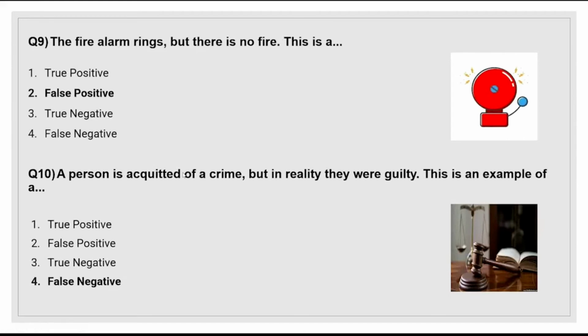Question 9. The fire alarm rings, but there is no fire. Now this is an example of a false positive. Question 10. A person acquitted of crime, but in reality they were guilty. This is an example of false negative.